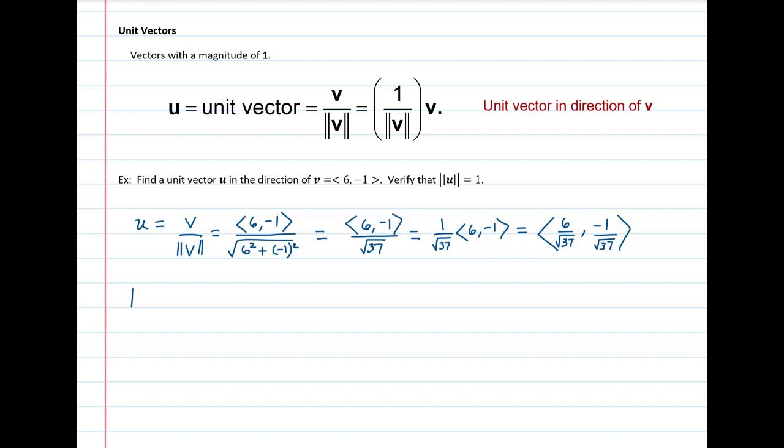And that's your vector u. That's supposed to be a unit vector. So let's go ahead and verify that u is in fact a unit vector by checking its magnitude.